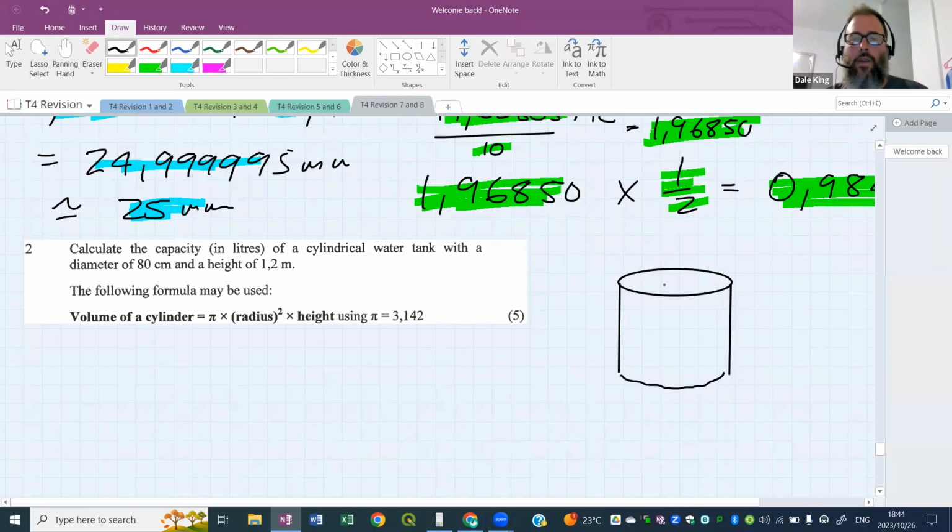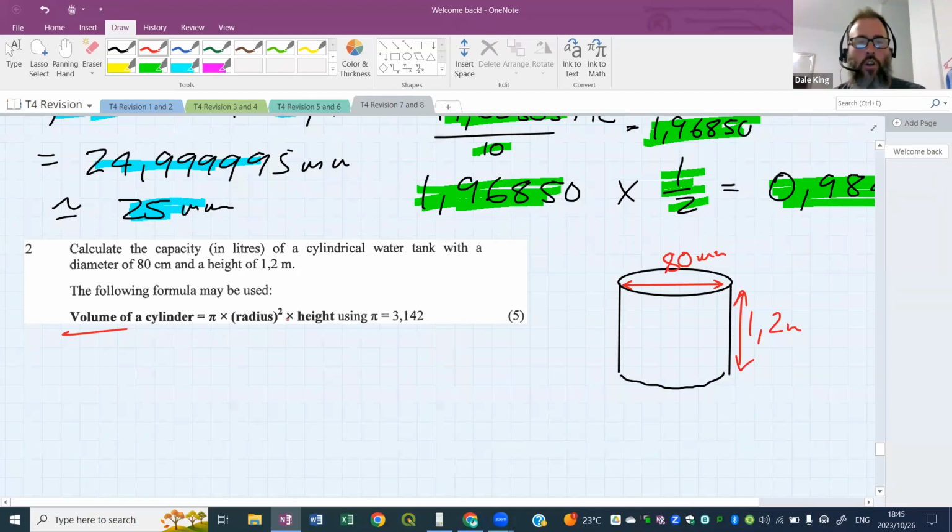There's a cylinder, and they say it has a diameter of 80 millimeters. That's 80 millimeters. And it has a height of 1,2 meters. All right, a 1,2 meter height. That's what we're talking about here. They want to know, what is this capacity in liters? But they're giving us a volume formula. So we will need to change volume into capacity.